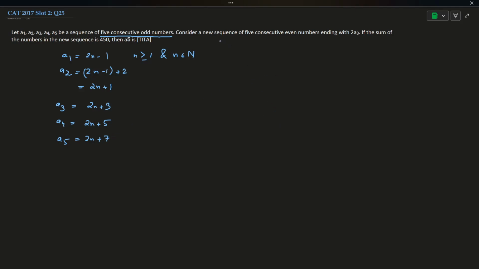So we are now creating a new sequence of 5 consecutive even numbers ending with 2 times A3. There are 5 terms, right? So let's say B5, and B5 is 2 times A3. So what is that? It will become 4n plus 6. So what will be B4? B4 will be 4n plus 4. So what will be B3? B3 will be 4n plus 2. B2 will be 4n. B1 will be 4n minus 2, consecutive even numbers.